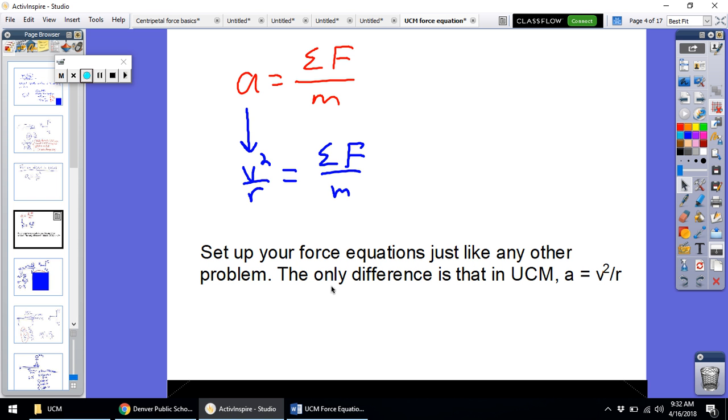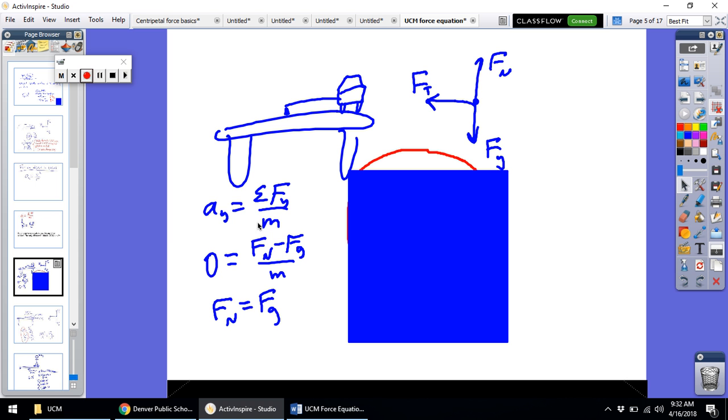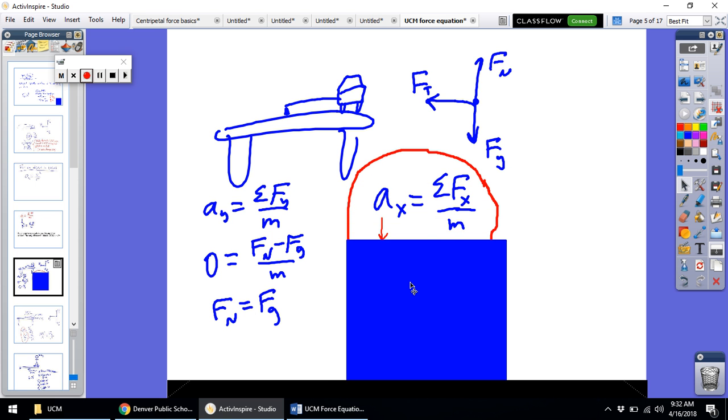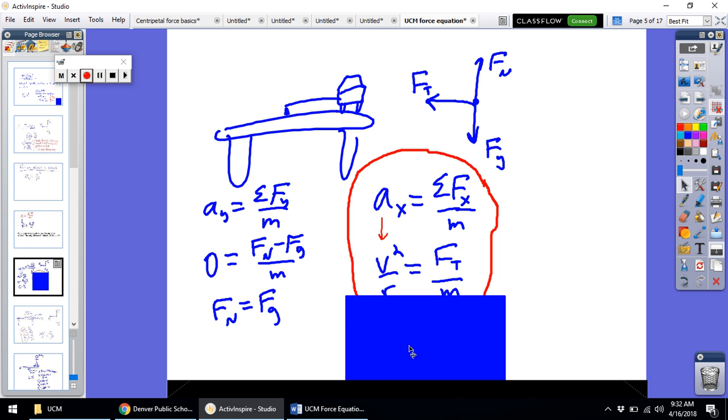All right, so let's go back to our problem we had with the car on the string. Here I set the force equation for the y direction. The y direction doesn't really tell us much. Since the acceleration is 0, it just tells us those two vertical forces are balanced. But in the x direction, we can set this up: the same tension over mass that we had before, but we replace a with v squared over r. Then you just plug those numbers in.